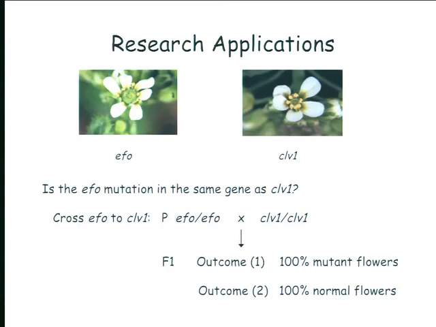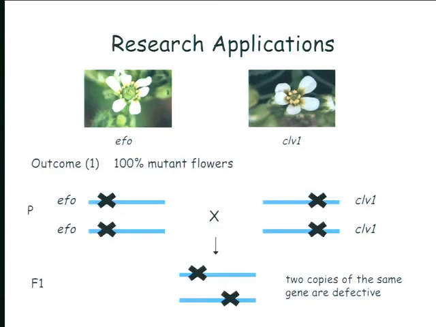Well, how did that come about? Let's look at these two outcomes in more detail. The simpler one is where you have 100% mutant flowers. To illustrate how we get 100% mutant flowers from this cross, I'm showing each of the EFO alleles. These are not chromosomes. This is just one gene in blue, and somewhere in this gene is a mutation that knocks out its activity. So homozygous recessive EFO plants have two copies of the gene, and they're both defective. So we're going to cross this plant to plants that are homozygous for the clavata1 mutation.